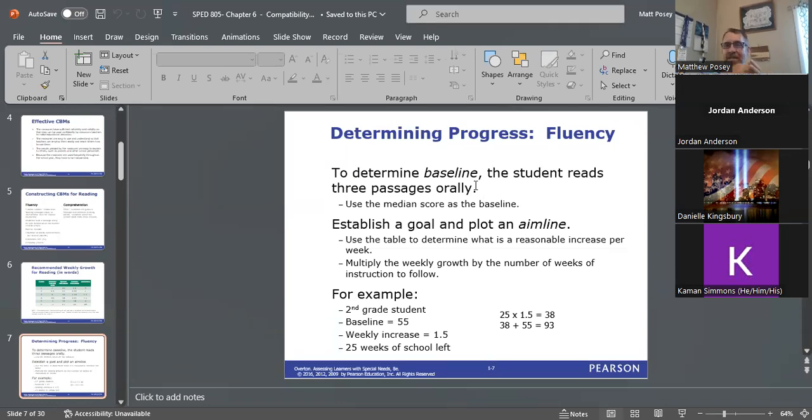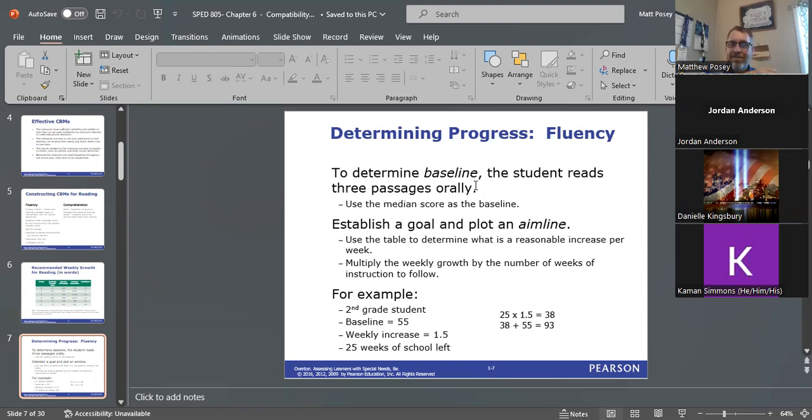For the CBM, once we've established that baseline and know where they're at, we're going to predict the rate that we think they're going to improve. When we're creating that chart or graph, we're going to put our plots on there and create what we call the aim line. This is what we hope to see as we're giving the probes and collecting our additional data points.